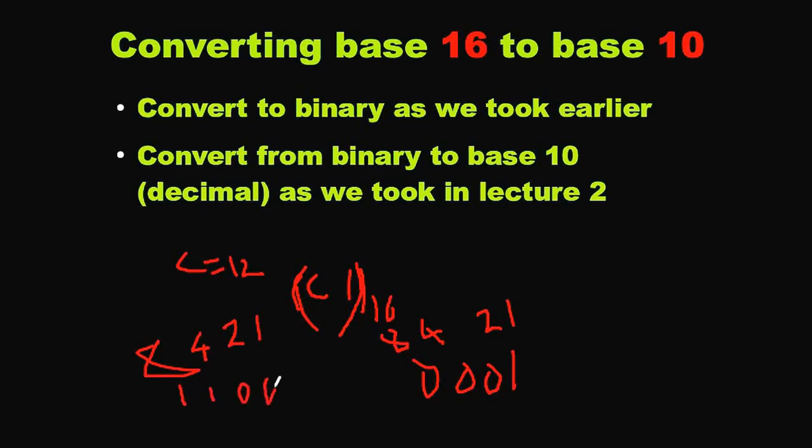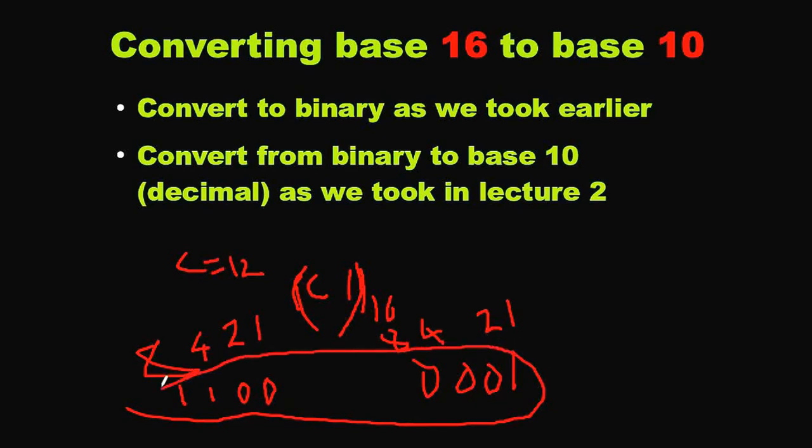So now I have this whole number in binary that I need to convert to decimal. So I'll say 1 1 0 0 0 0 0 1, and we can use the position notation: 2, 4, 8, 16, 32, 64. I didn't put them because they're zeros, we're not going to take them.